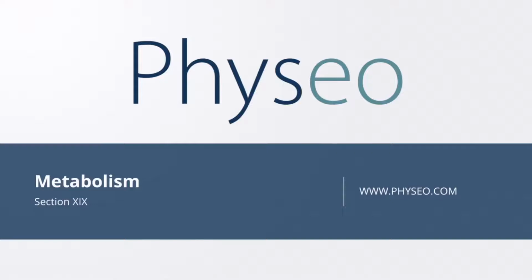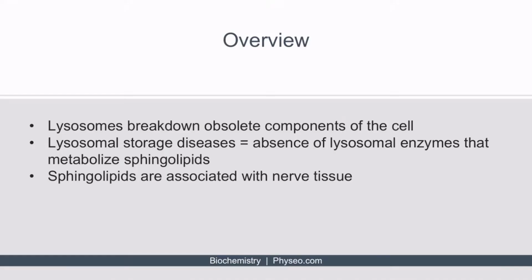Welcome to section 19 of metabolism. In this section, we'll be discussing lysosomal storage diseases. Let's get started. Lysosomes are organelles within cells that contain enzymes used for breaking down obsolete components of the cell.